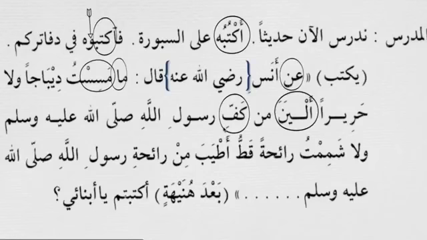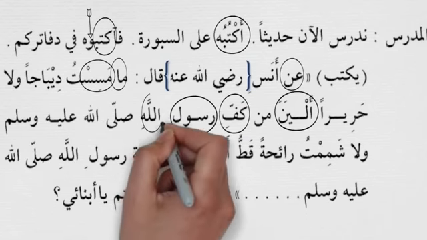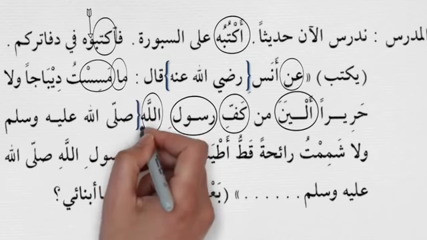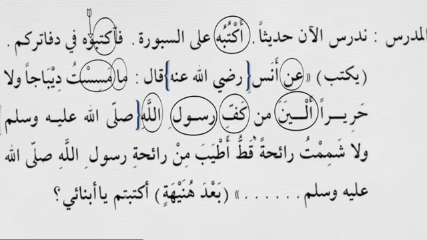Kaffi, min kaffi, with a single fatha, because it is mudaf, and Rasul is mudaf ilahi, and Allah is your final mudaf ilahi. So ma masistu dibajan wala hariran alyana min kaffi Rasulillahi sallallahu alayhi wasallam. Here sallallahu alayhi wasallam is your parenthetical sentence, which we give as a mark of respect to the Prophet ﷺ. It is an obligation for all Muslims: whenever you hear the name of Prophet Muhammad ﷺ, you have to send salutations, peace and blessings.